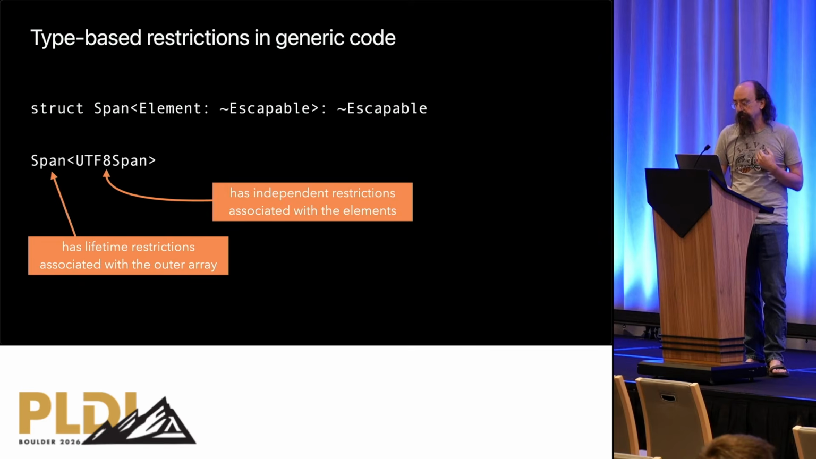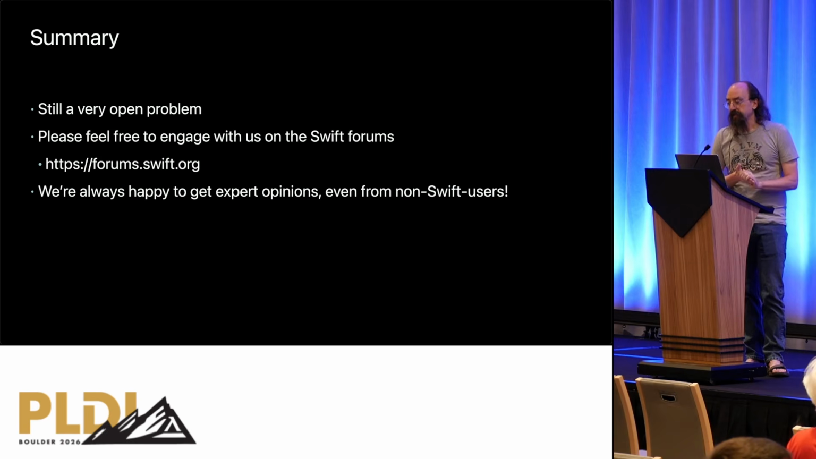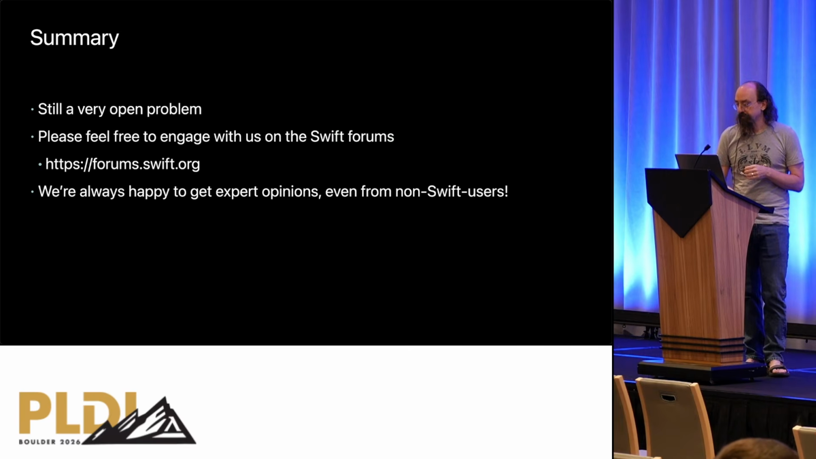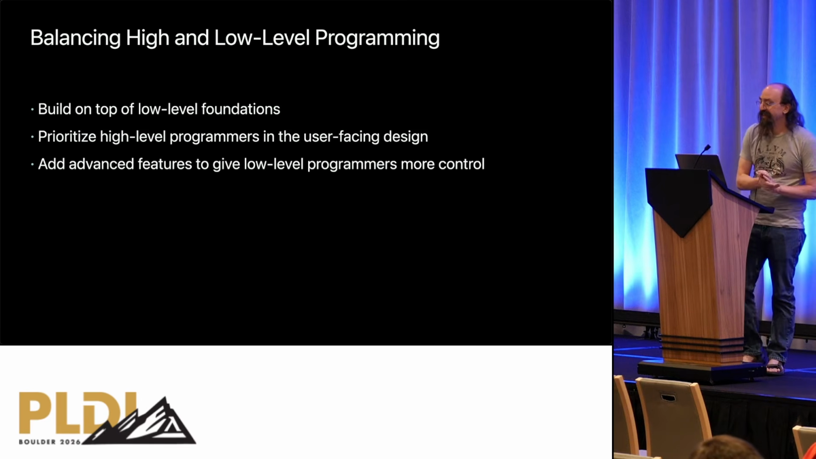And we think we found a way to not lose the flow-sensitive restrictions that we get from the value-based model by allowing the type of a variable to be refined over the course of its scope. But like I said, this is still very much an open problem for us, and we'd love to get more thoughts on it. OK, let's wrap up. I think I'm over time already.